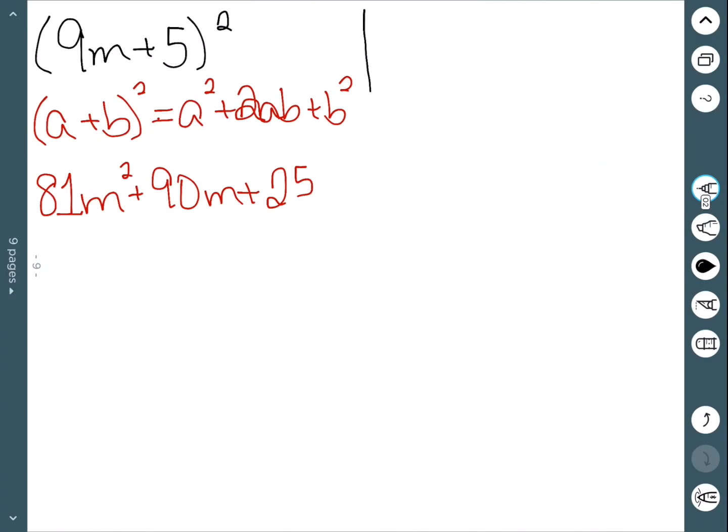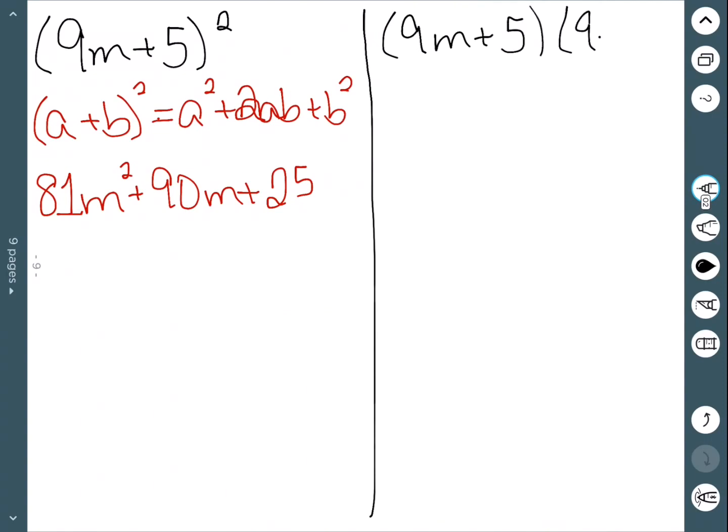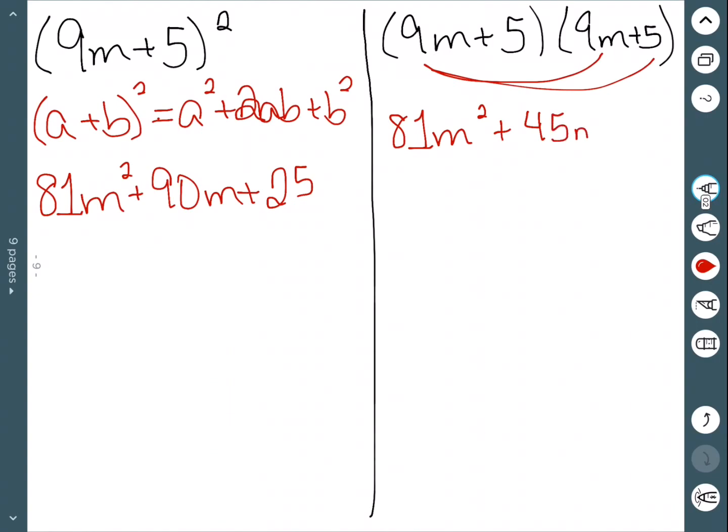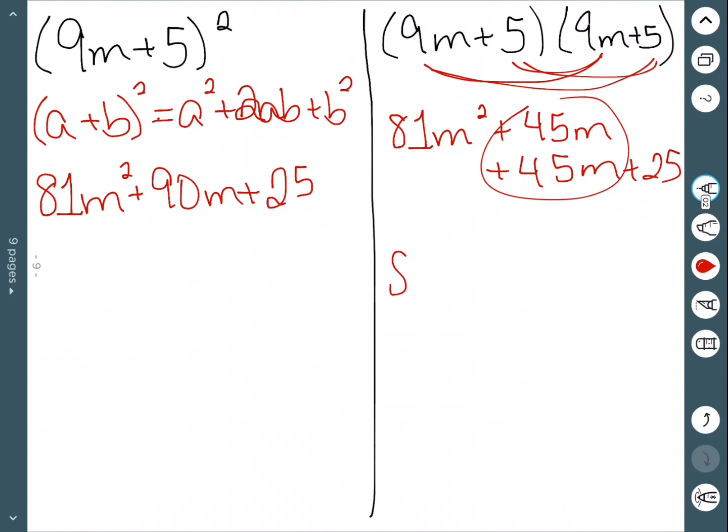This does require you to remember the shortcut. So there is an alternative way, which is to remember that a square means you multiply something by itself, and then we can FOIL. My first two terms would give me an 81m squared. The outside 2 is 45m. The inside 2 is another 45m. And then the last 2 is 25. I can then combine my two middle terms to get 81m squared plus 90m plus 25.